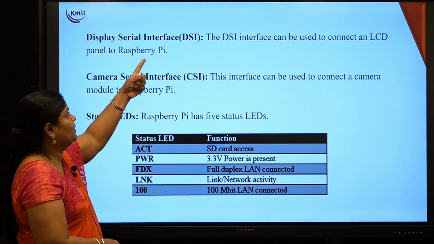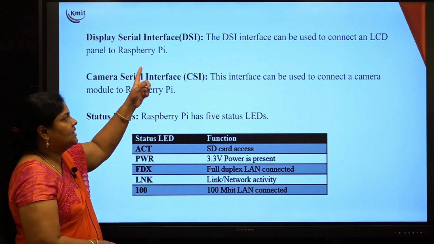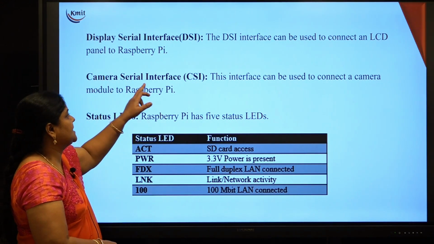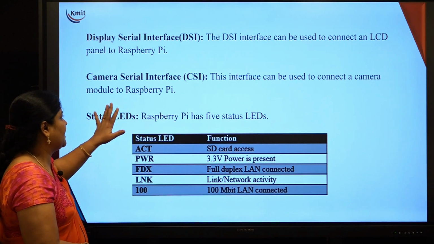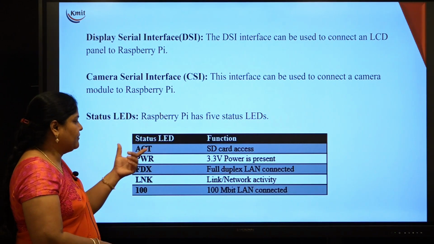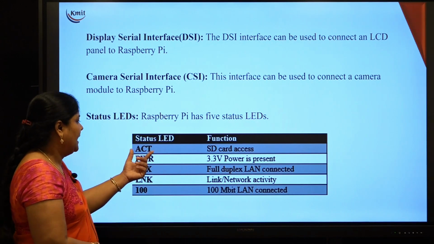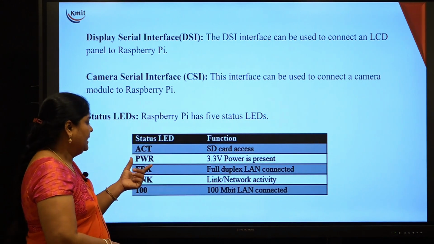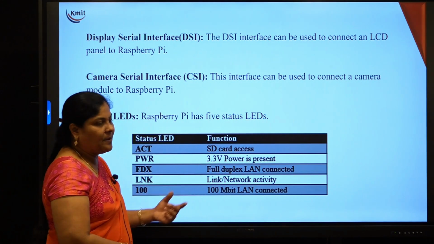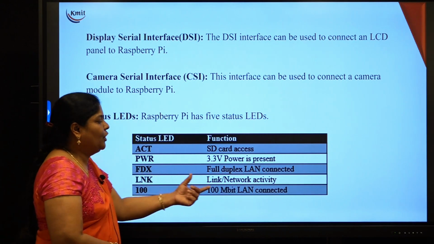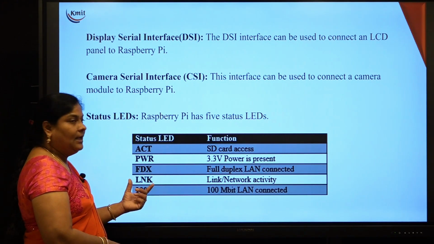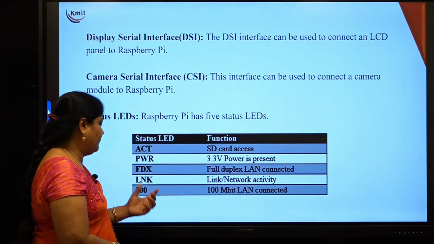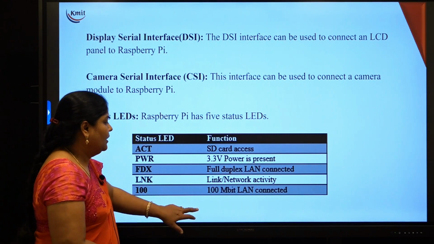Next, display serial interface, DSI. This interface is used to connect LCD panel to Raspberry Pi. Next, camera serial interface, it is used to connect camera module to Raspberry Pi, and you have different types of LEDs in Raspberry Pi. ACT means SD card. For accessing SD card, you have a LED. PWR means 3.3 volts power is present. FDX means full duplex LAN connection, and LNK means link or network activity for connecting the network, and then you have LAN connection.